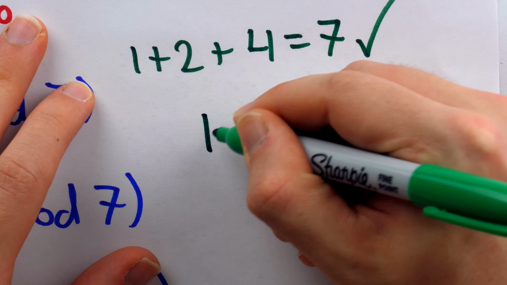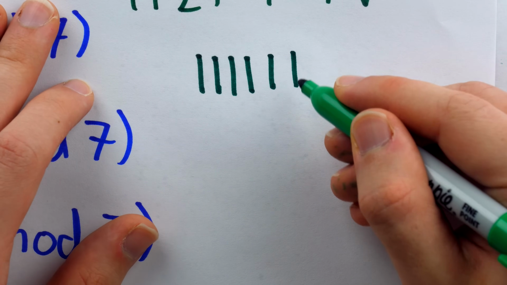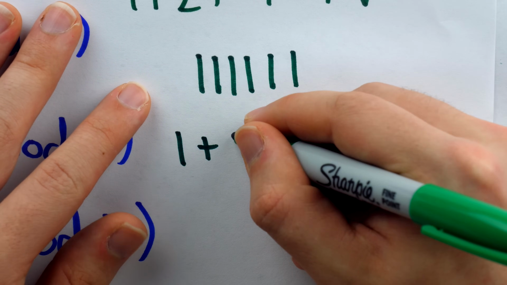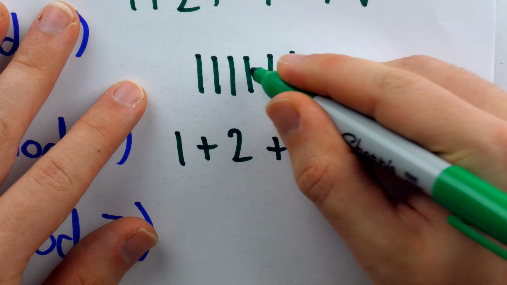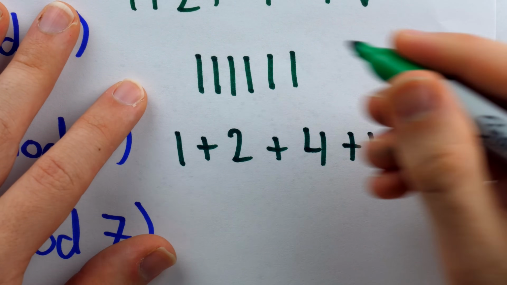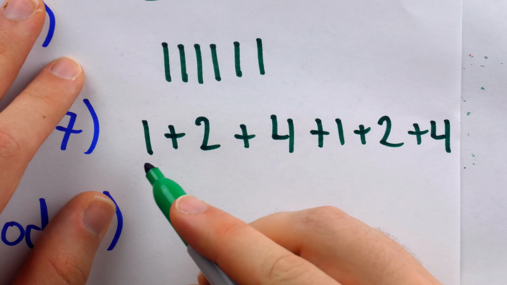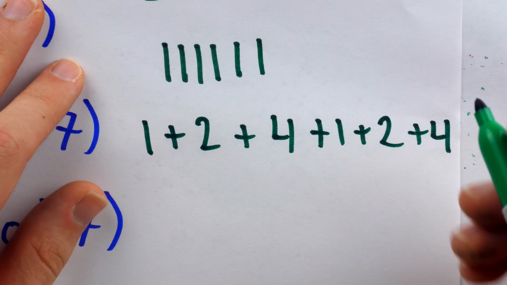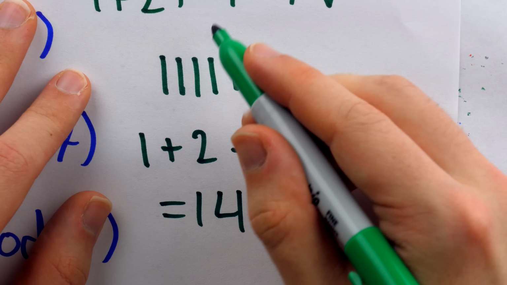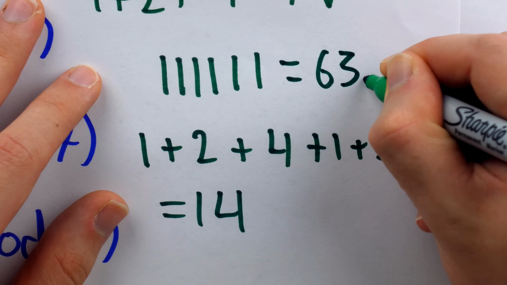Here is another example, 1 1 1 1 1 1. To check for divisibility by 7, the first bit we multiply by 1, the next bit we multiply by 2, the next bit we multiply by 4, the next bit we multiply by 1, the next bit we multiply by 2, the next bit we multiply by 4. This is 1 plus 2 plus 4 plus 1 plus 2 plus 4. That's 14, which is a multiple of 7. So this number is divisible by 7. It happens to equal 63 base 10.